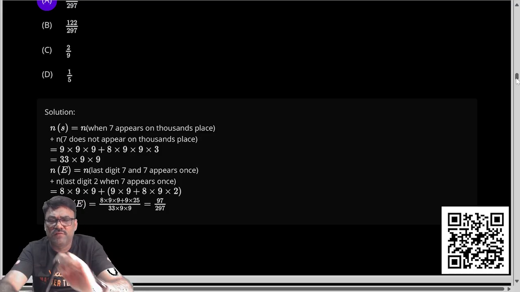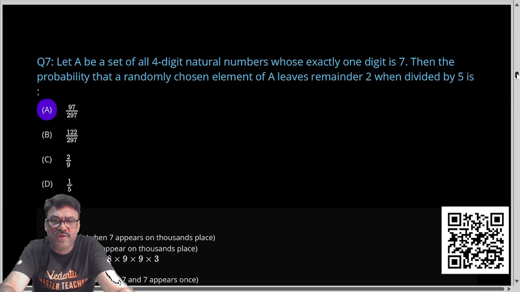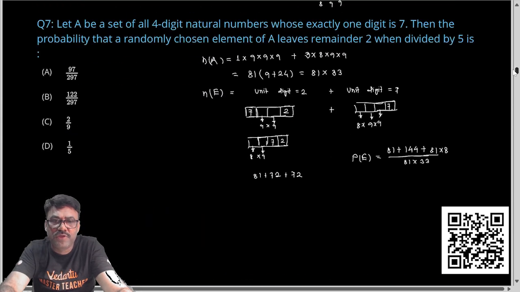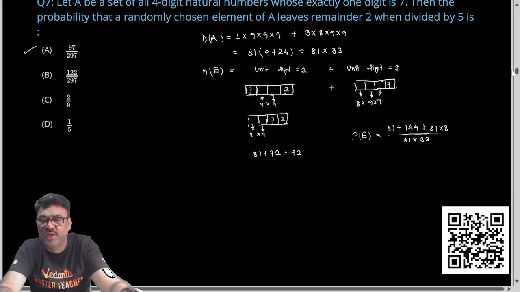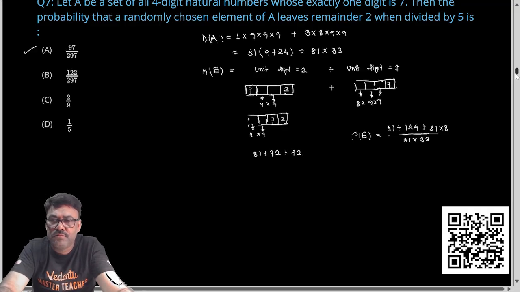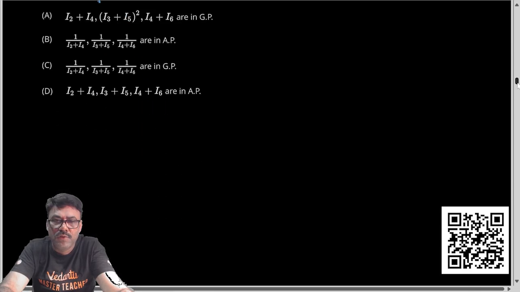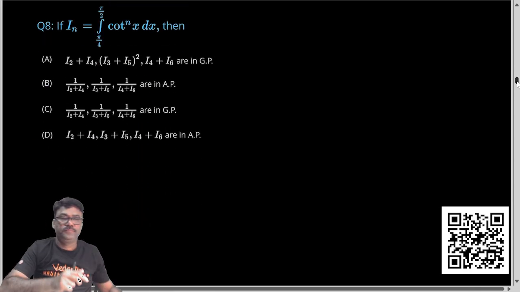So in fact, you will get this 97 by 297 will be your correct answer if you simplify it. So if you simplify it ultimately, your correct answer will be option A here. 97 by 297, option A will be correct. Let's see the next question.